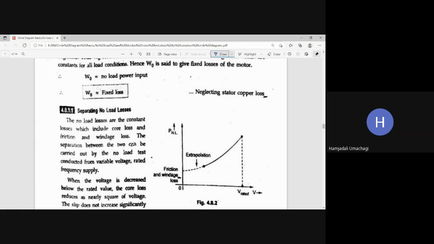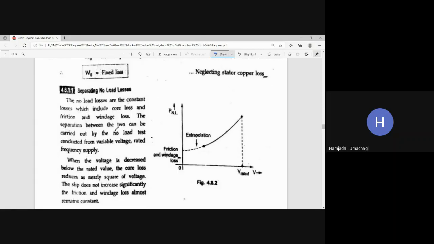The separation between the two can be carried out by a no load test conducted with variable voltage, at rated supply frequency. So how to separate the fixed losses? Fixed losses are a sum of iron and friction and windage losses. So now we are going to separate the iron and friction and windage losses, during no load condition, by applying variable voltage here, but keeping the supply frequency constant, because the stator will be supplied with a constant frequency supply.